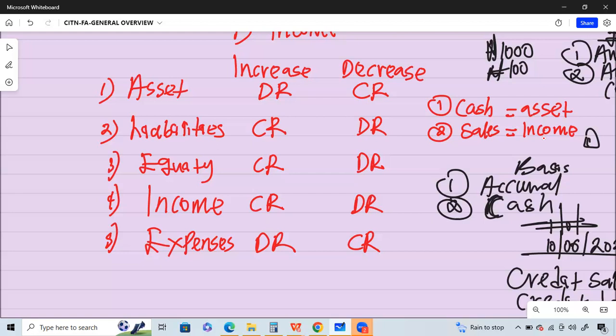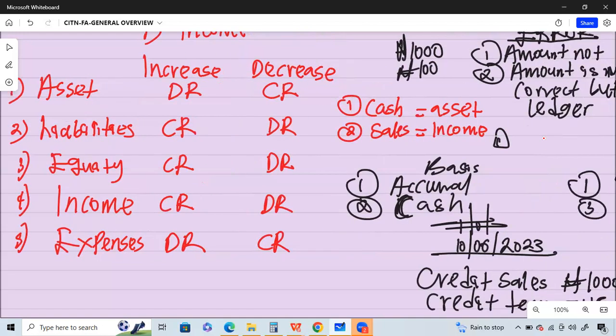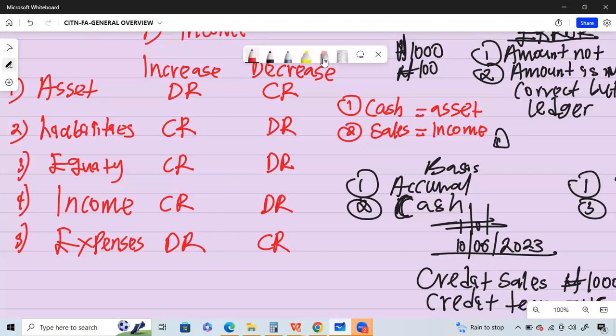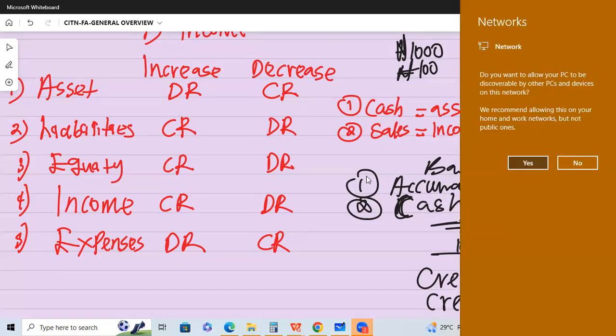So that's it. Once you're able to do this categorization, the next thing we need to ask ourselves is: is our cash increasing or is it reducing? You know already that cash is the account that is affected. Cash is an asset. Sales is an income based on the elements of financial statements. Then we need to think: is my asset increasing or is it reducing? My asset is increasing, by 1,000 naira. My cash is increasing by 1,000 naira.